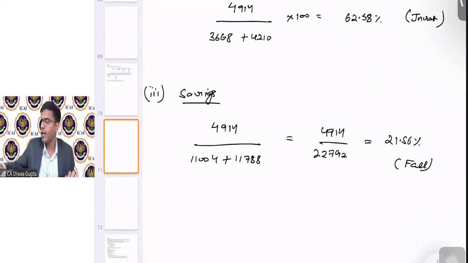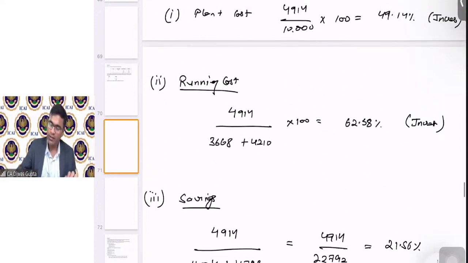Now, students, I want one answer from all of you. Which factor do you consider to be the most sensitive, whether it is plant cost, running cost, or savings? According to you, which factor is most sensitive? We have calculated how much change should happen in each of these factors to make NPV zero. Come on, students, please answer.